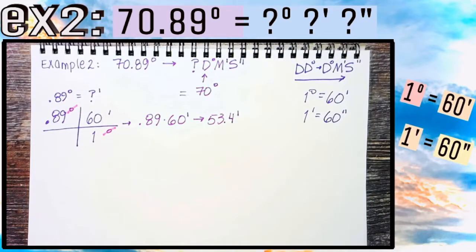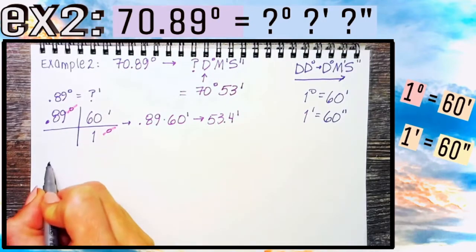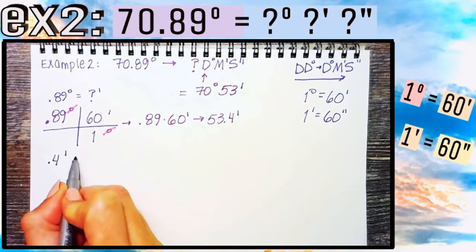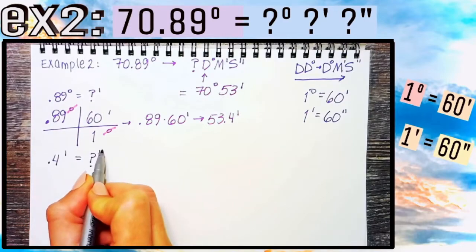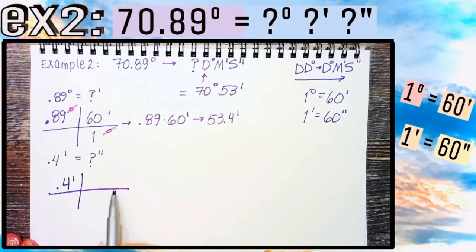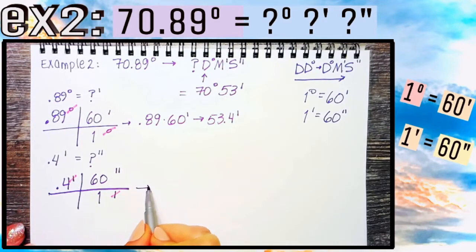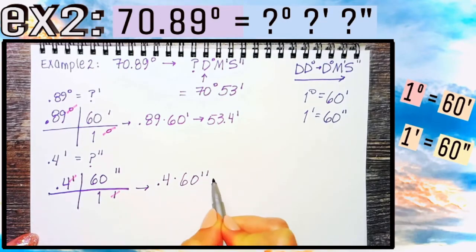53 is a whole number of minutes, so that part goes to the minutes. The 0.4 minutes, however, will be converted to seconds. 0.4 minutes equals how many seconds? Again, we want minutes to reduce, so that needs to go on bottom. The unit that you're going towards needs to be in the numerator, and the one you're going from goes in the denominator. After you reduce the minute symbols, you have 0.4 times 60 seconds.